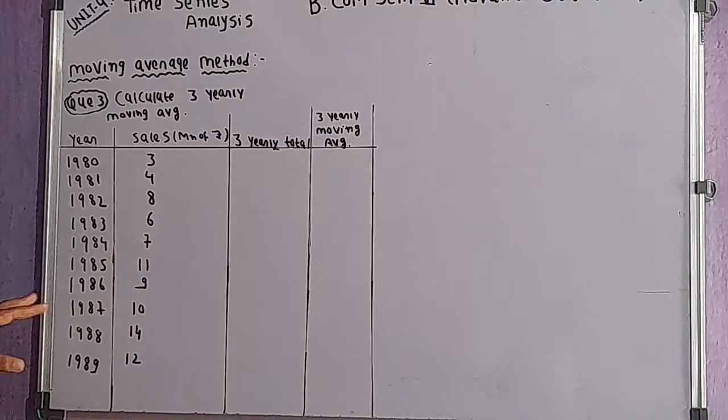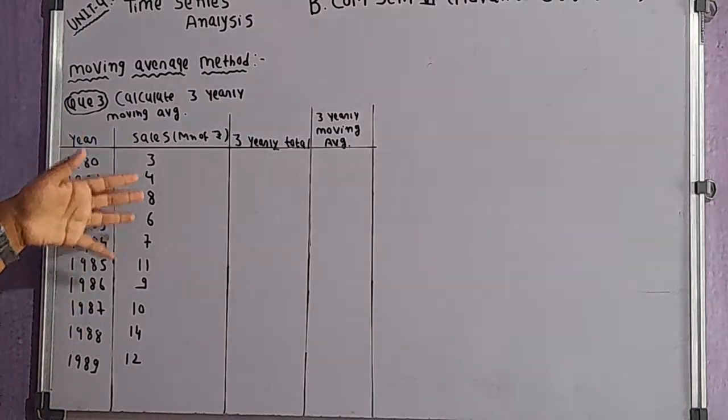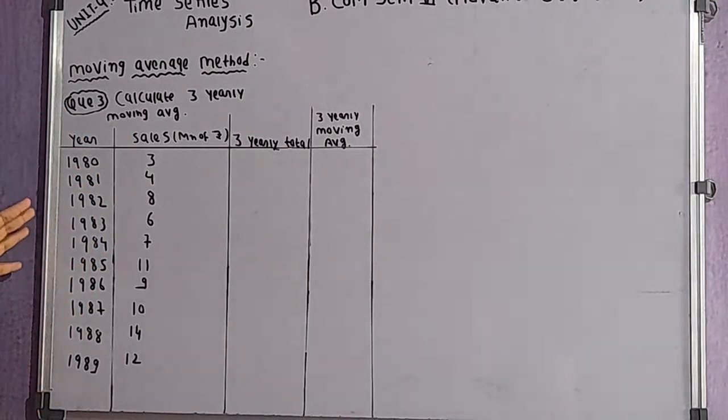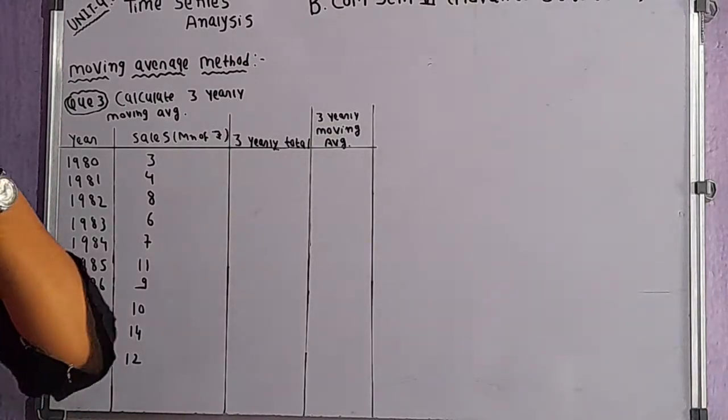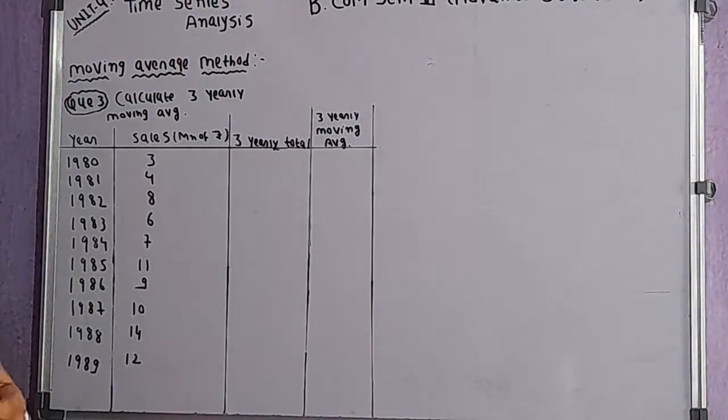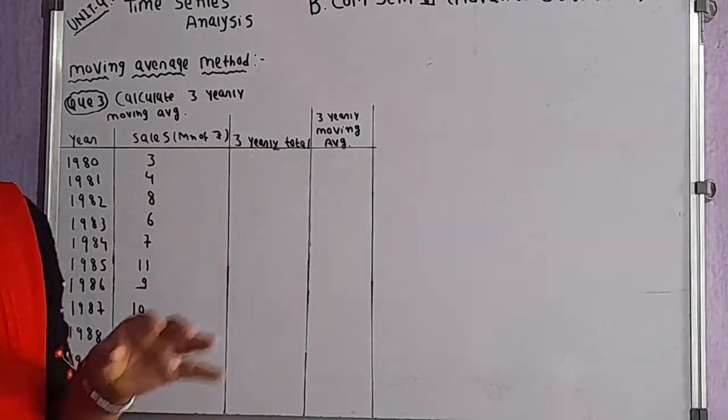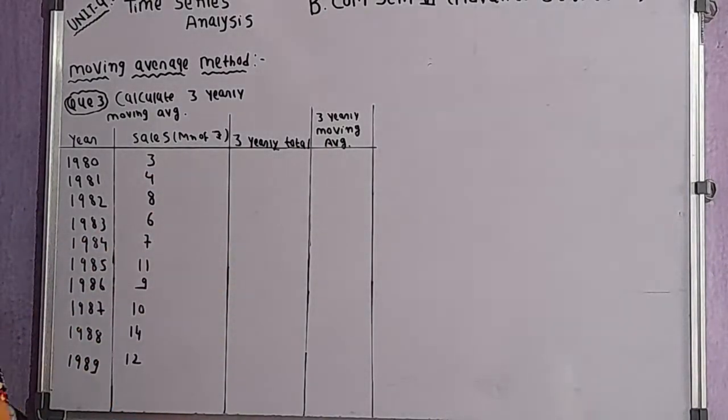Here we have been given data regarding the sales of a particular company, which is represented in millions of rupees, and we have been given this information for 10 years: 1, 2, 3, 4, 5, 6, 7, 8, 9, 10, 10 years. With the help of this information we have to calculate the 3-yearly moving average.